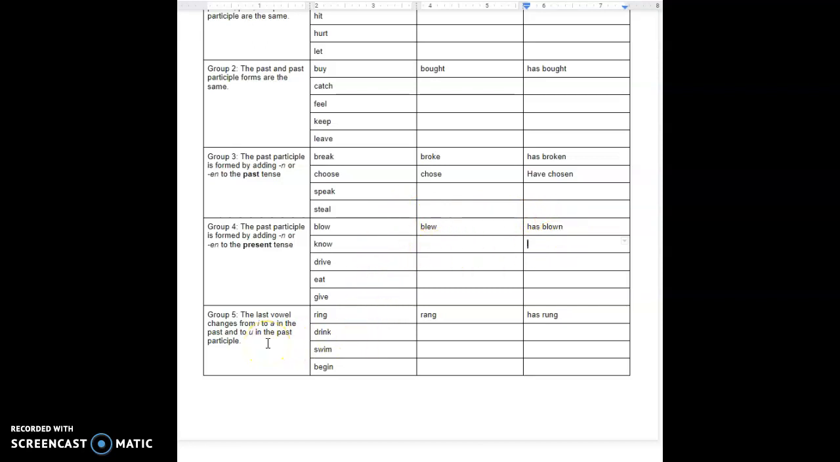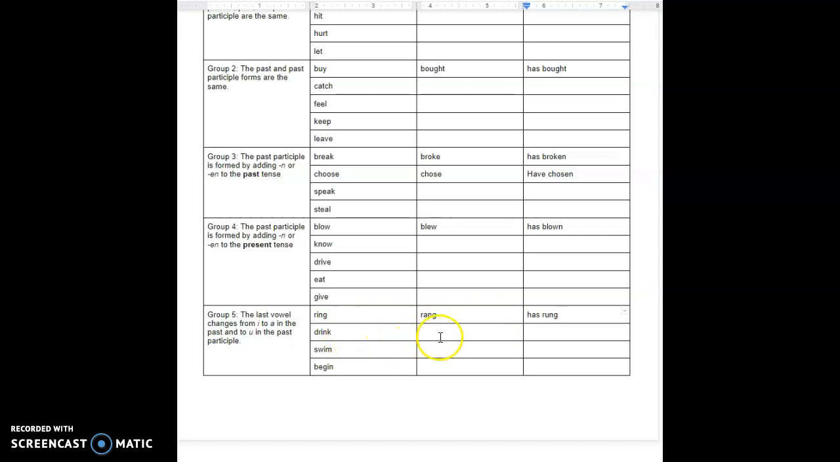And then finally, group 5, the last vowel changes from I to A in the past and U in the past participle. This one gets a little bit trickier, and ultimately you're just going to learn how to do it and practice it so it becomes normal, that you don't have to think about what all the rules are. They just become normal. So ring the bell, I rang the bell, she has rung the bell.